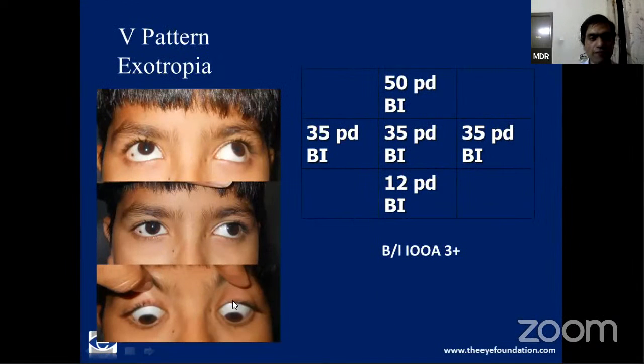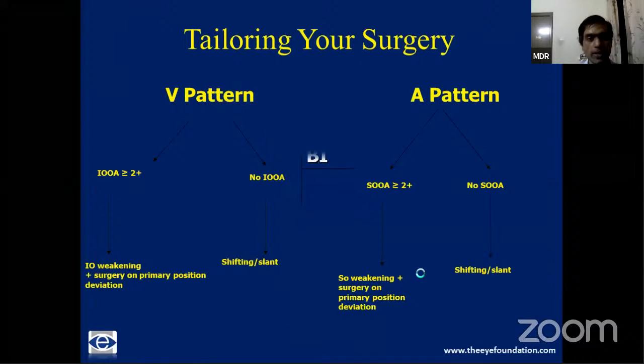So this patient has a V pattern exotropia, more exo in up gaze, less in down gaze. In primary position, he or she measures 35 prism diopters. In up gaze, it is 50, and in down gaze, it is 12. So this patient has a bilateral inferior oblique overaction of 3+ also, which needs to be factored in for surgery.